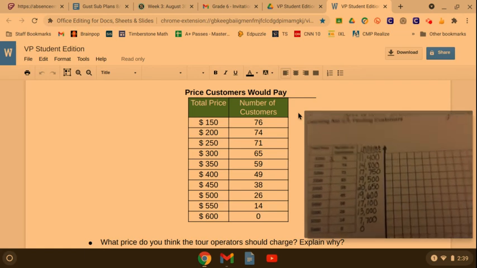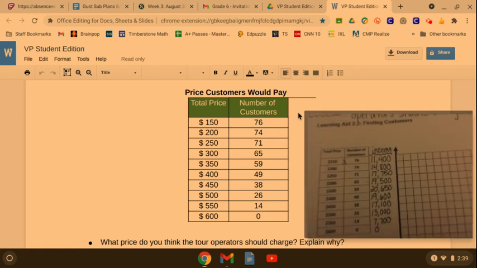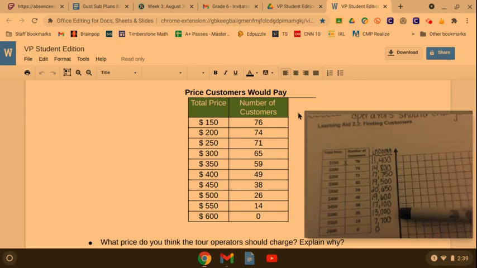If you take a look at this and you take the total price times the number of customers, this is your income along the side here, showing how much money they would make. Now, this is not their profit. This is just their income because we don't know how much money they're spending to set this up yet.